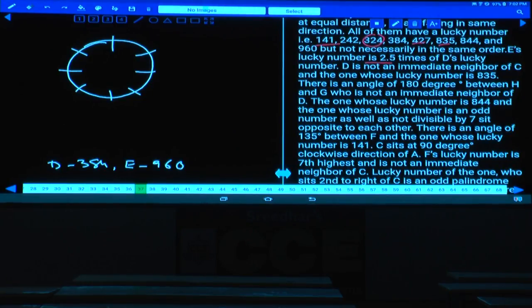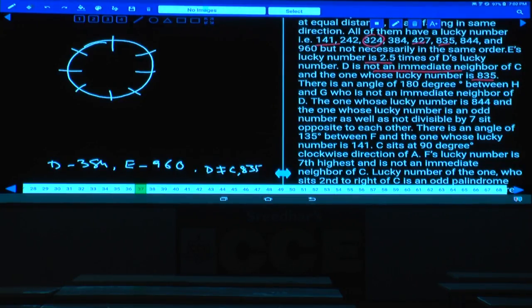And D is not an immediate neighbor of C, and D and C are not adjacent to each other. D is not an immediate neighbor of C, and the one whose lucky number is 835. That means D is not adjacent to these two persons, C and 835.